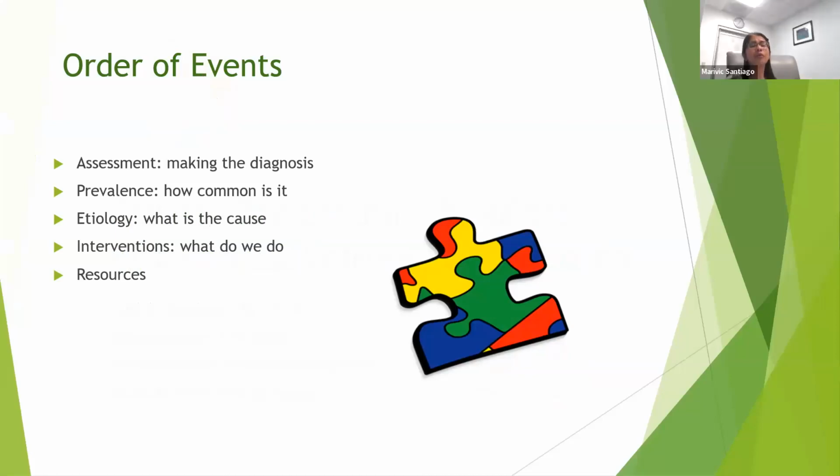Okay. So the order of events. First I'm going to talk about assessment. How do we diagnose autism? And then I'll go over prevalence. How common is it? And etiology. What is the cause for autism, at least at this point in time that we have been able to investigate? Interventions. What do we do once we have a diagnosis of autism? And then finally, I will close with the resources available to us.